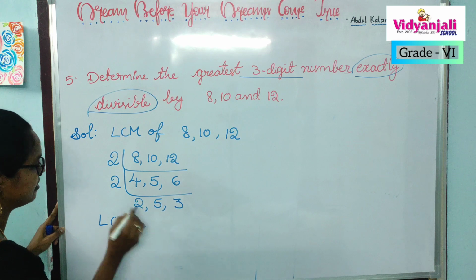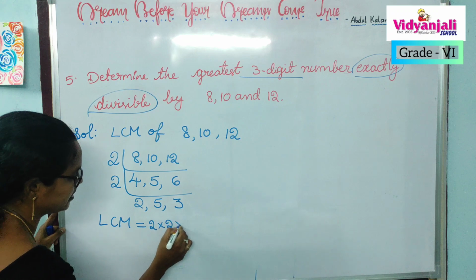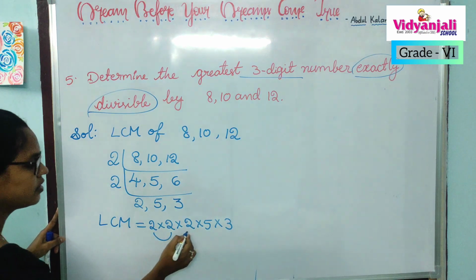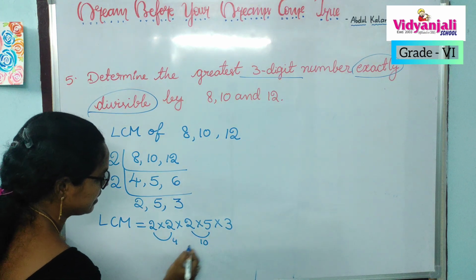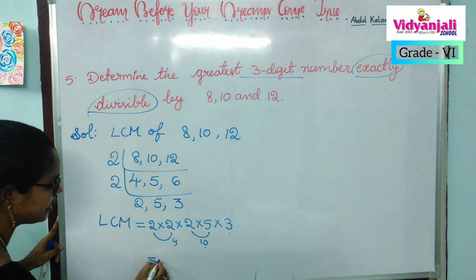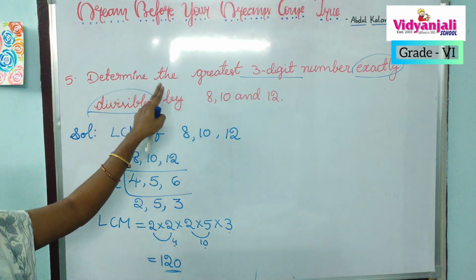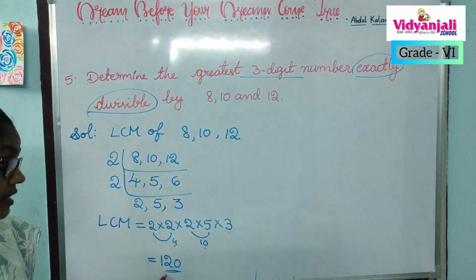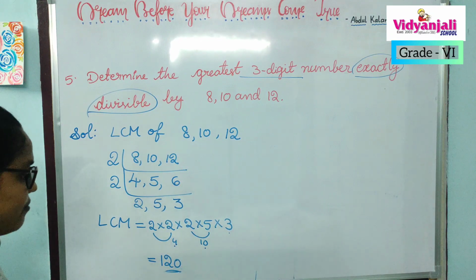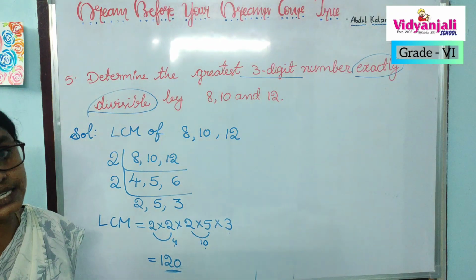Now let's find the LCM. How to find LCM? We have to multiply all these numbers. 2 into 2 into 2 into 5 into 3. What is 2 2s? 4. 2 5s? 10. And 4 10s 40. 40 into 3? 120. Right? 120. Now, see the question. Determine the greatest 3-digit number. Is it the greatest 3-digit number? No, right? So, what to do? We have to write the multiples of 120 until we get the greatest number.